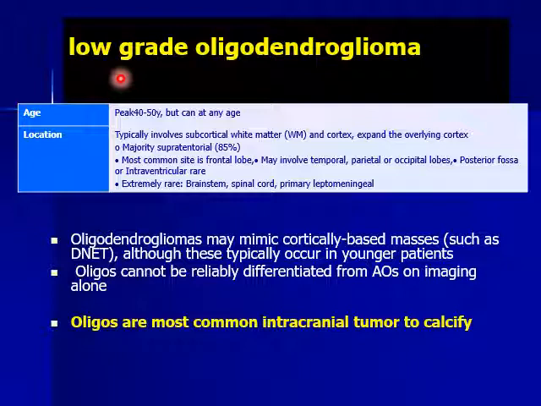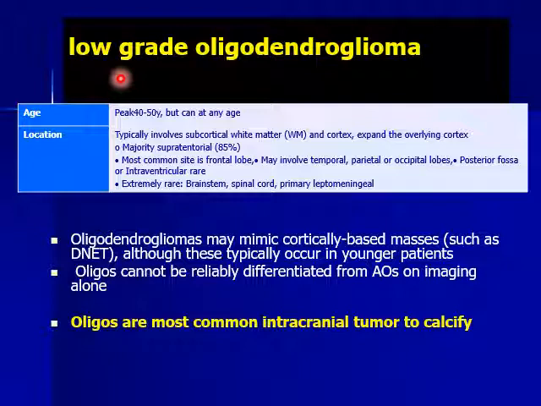The majority, 85%, are supratentorial. The most common site is the frontal lobe. Usually it likes the frontal lobe. Oligodendrogliomas may mimic cortically based masses such as DNET, although these typically occur in younger patients. Oligos cannot be reliably differentiated from anaplastic oligodendrogliomas on imaging alone.